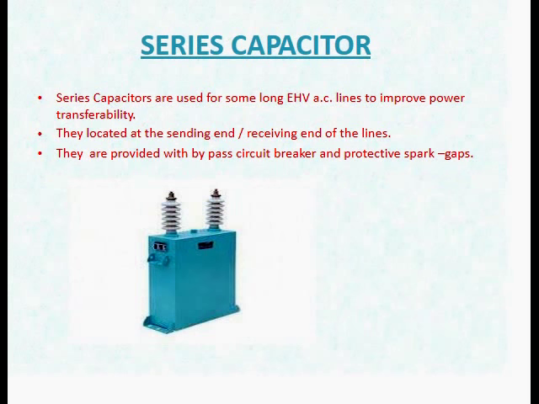Series capacitors are used for some long HVAC lines to improve power transferability. They are located at the sending end or receiving end of the lines. They are provided with a bypass circuit breaker and protective spark gaps.